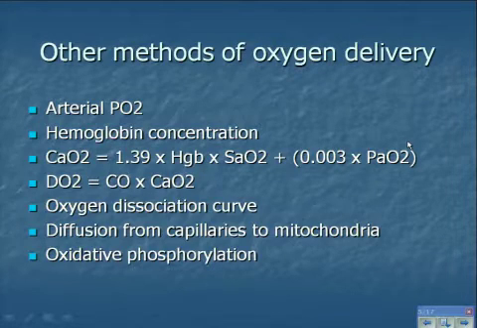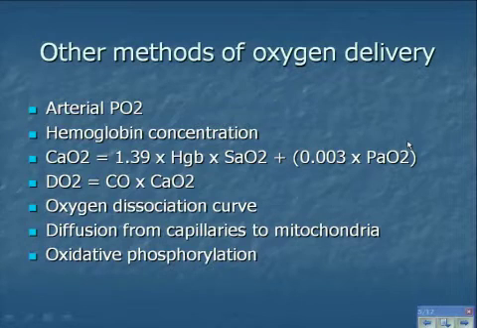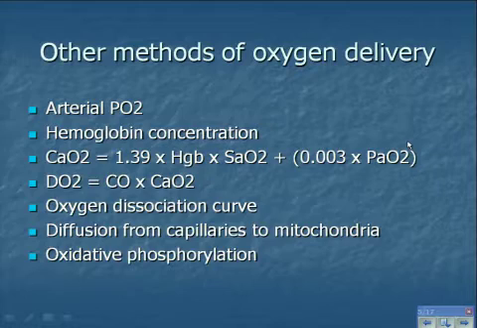When you look at the actual carrying capacity equation, which is 1.39 times the hemoglobin times the saturation, the most important value here most of the time is hemoglobin. As long as you maintain the person 100% saturated, it's not usually a problem except for a drop in hemoglobin. The PaO2 term, because of its multiplier of 0.003, means that most of the gas that gets into the plasma never gets to the tissue, so it becomes irrelevant in most equations.